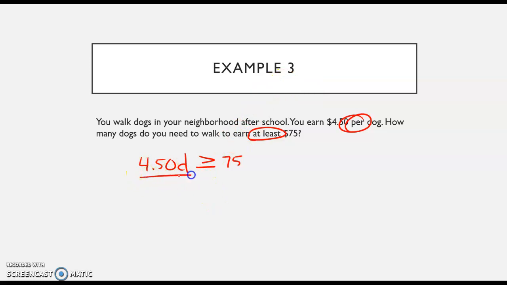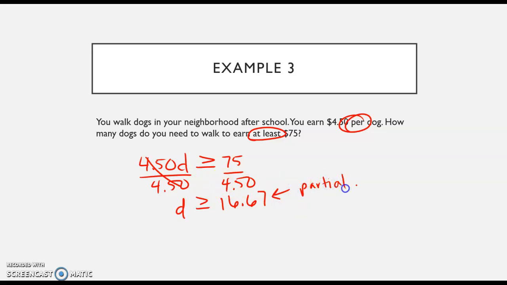From here, we're going to solve. So we're going to divide by $4.50. And so D is going to be greater than or equal to 16.67. Now there's an issue with that. We're talking dogs. We cannot have partial dogs. Can't happen. So we round it up.